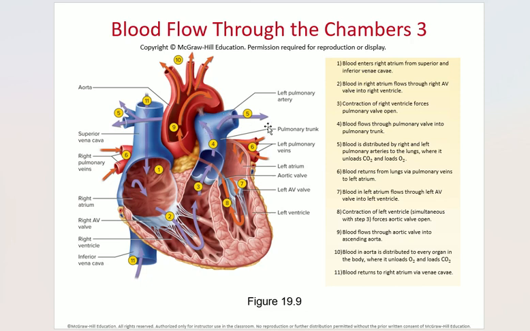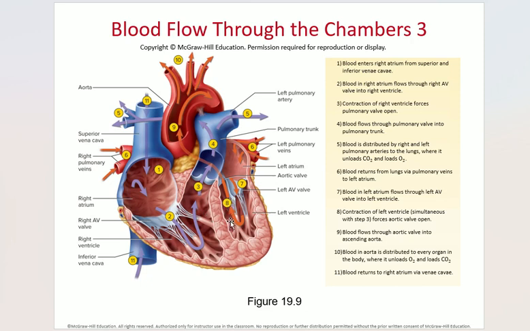Then the blood is distributed by the right and left pulmonary arteries to the lungs, where it's going to unload carbon dioxide and load up on oxygen. Right? So out this way, out that way. Go to number 6. Blood's coming back from the lungs via the pulmonary veins and the left atrium. Remember, they both dump into the left atrium. The blood in the left atrium is going to flow through the left AV valve and into the left ventricle.